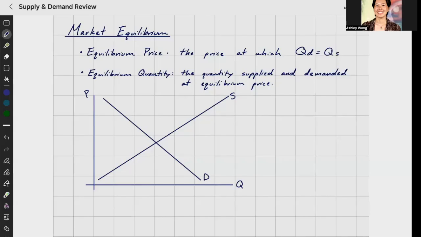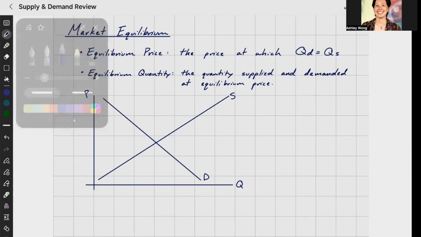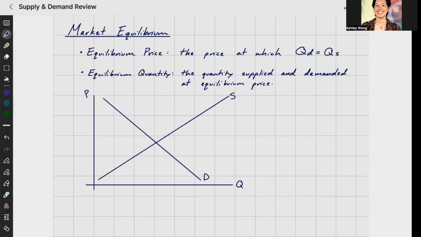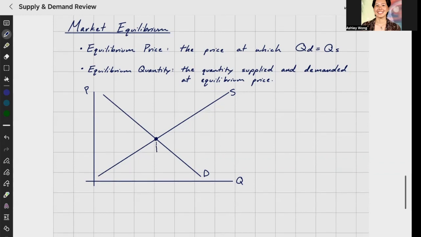Okay, so now to cap off our review video, we're going to talk about equilibrium. So here I've drawn a graph that combines both our demand and supply curve onto one graph. And our equilibrium point will always be the point at which the demand curve and supply curve intersect. And this is what we consider to be the most efficient point in the market. And this is because it's the point at which buyers and sellers agree.